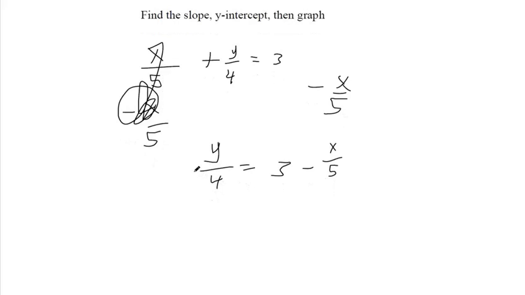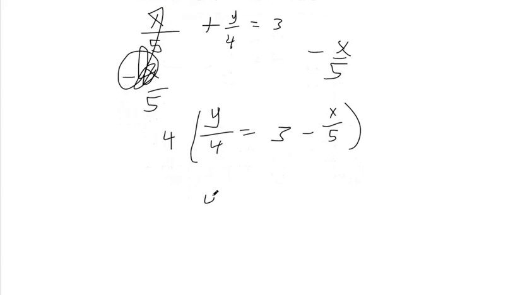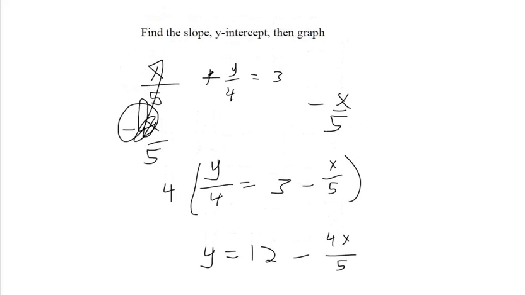Now to finish getting y by itself, I'm going to multiply every number by 4 to get rid of the 4 in the denominator. Just don't forget to do 4 times 3 to make 12. And then 4 times this is going to give me 4x over 5. And now that y is by itself, we can quickly identify the slope and the y-intercept.